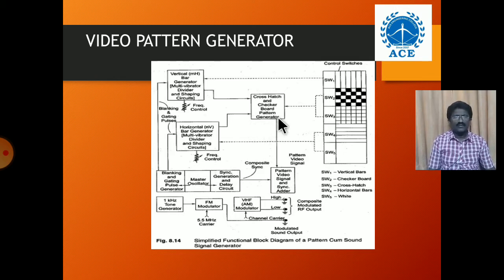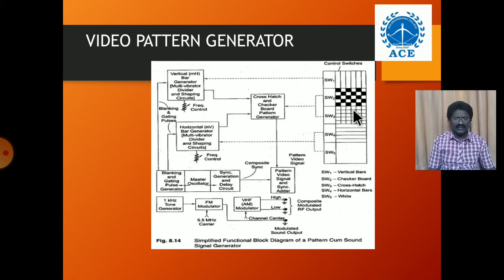The provision of switches in the signal path of the two multivibrators, MH and NV, enables the generation of various patterns in the form of horizontal, vertical, chessboard and cross hatch.